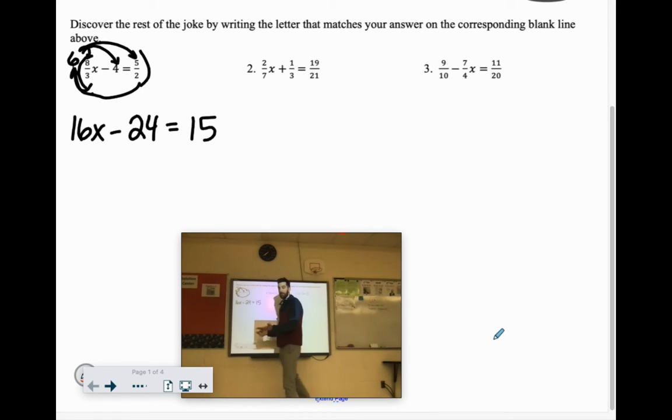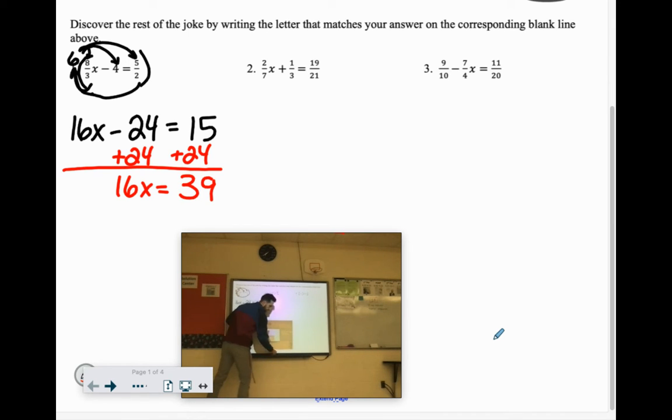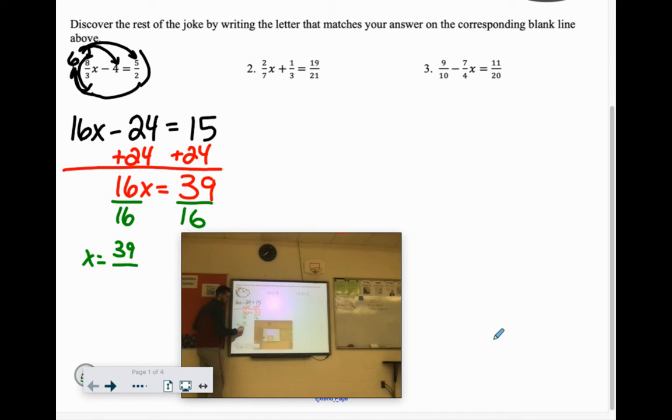What's left is a two-step equation. So we're going to get rid of minus 24 by adding 24. 16x equals 15 plus 24 is 39. And then we just have to divide out that 16. And 16 and 39, they don't have anything in common except for 1. So we can just leave it 39 sixteenths.